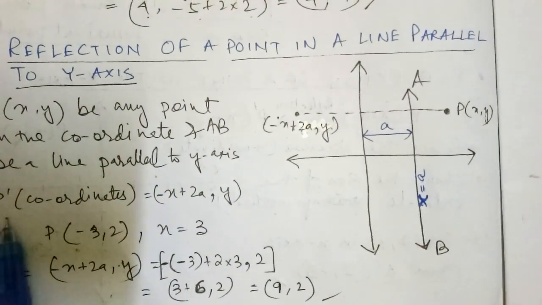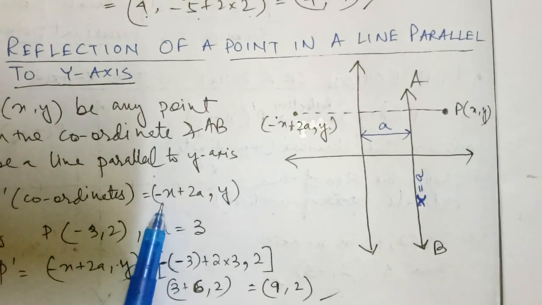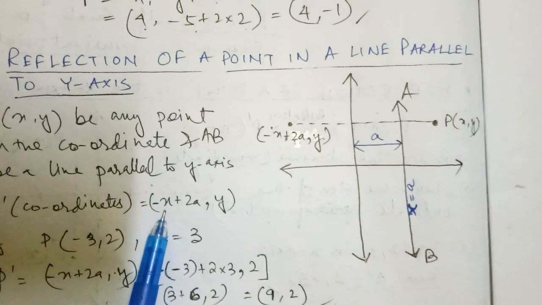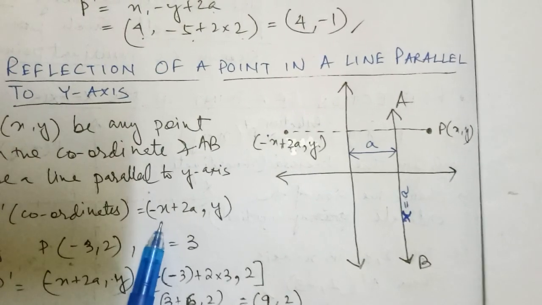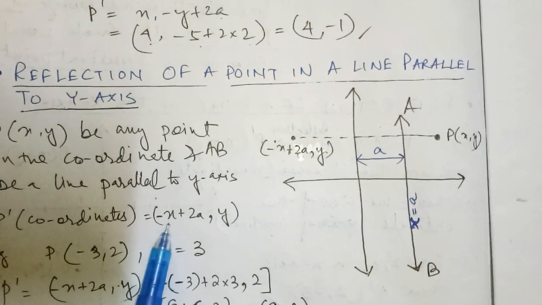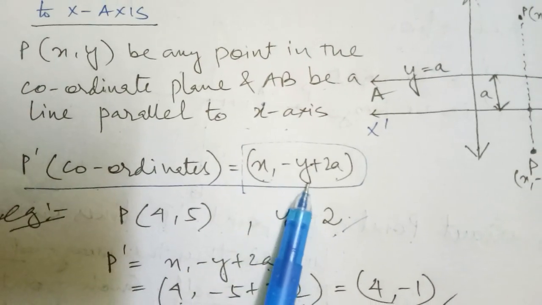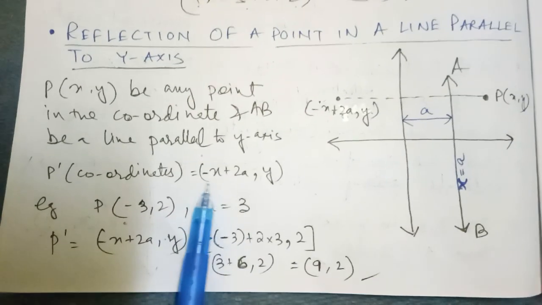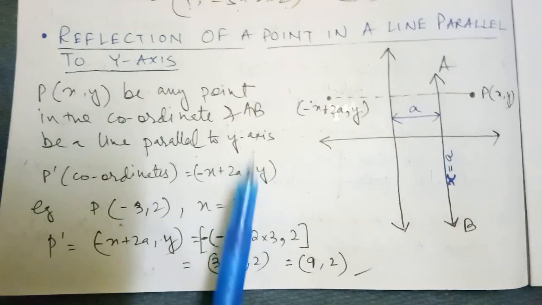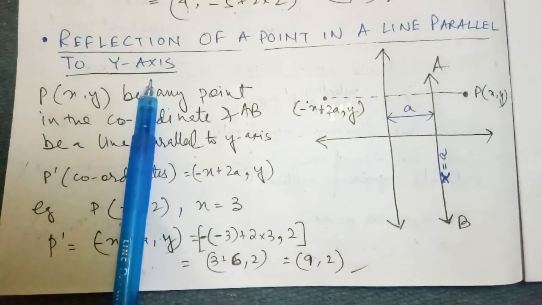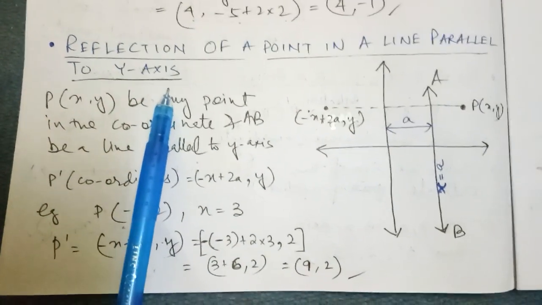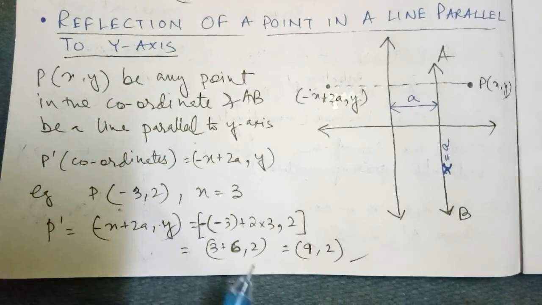Then P is any point in the coordinates and AB is the line parallel to the y-axis. What is the formula for the coordinates of P dash? Just the opposite of the formula you got just now for the x-axis. Here it will be minus x plus 2a comma y. When will it be used? When it is parallel to the y-axis. These things you have to keep in mind while doing the sums from the exercises.